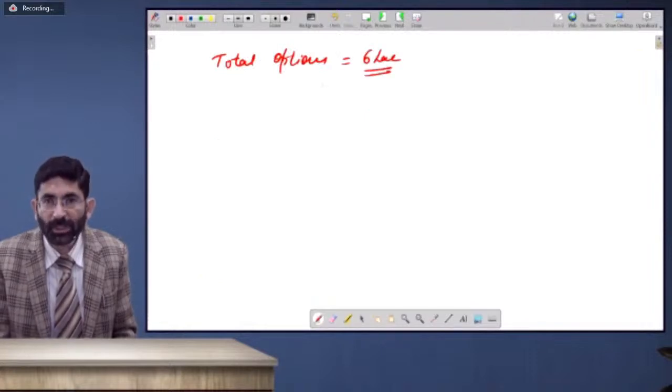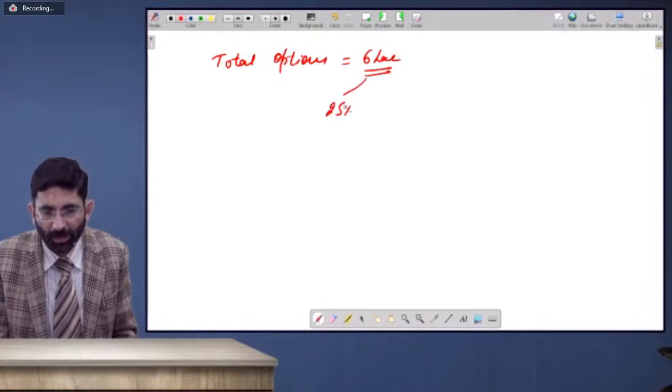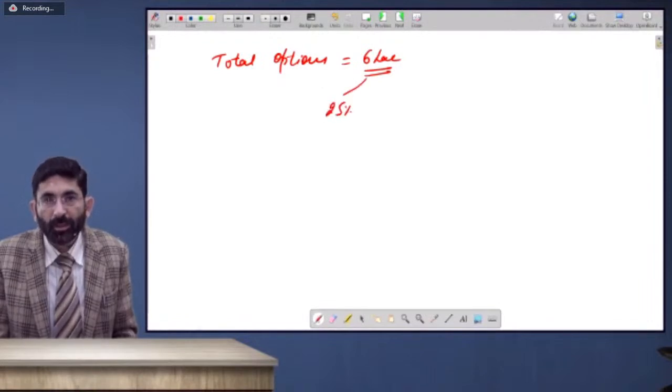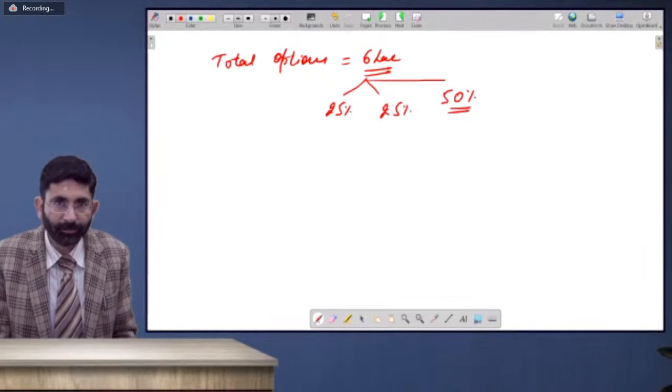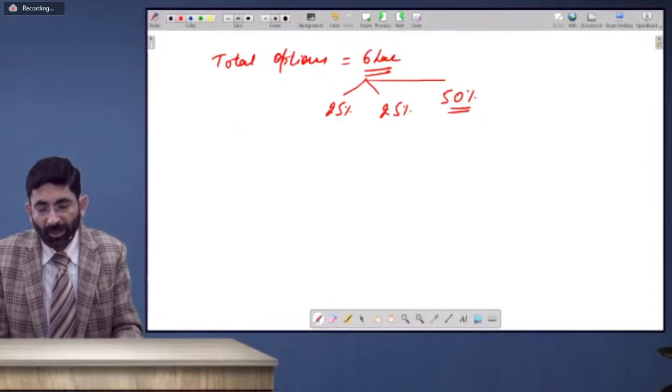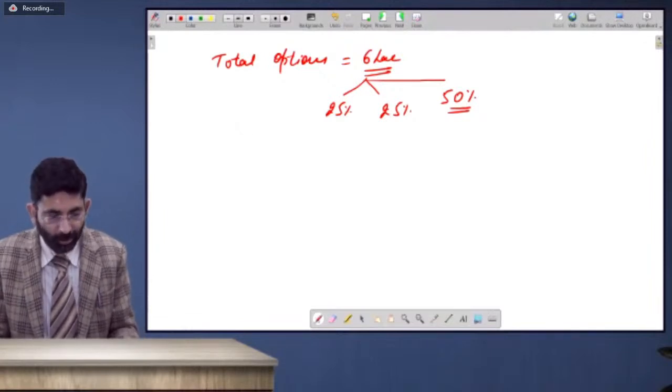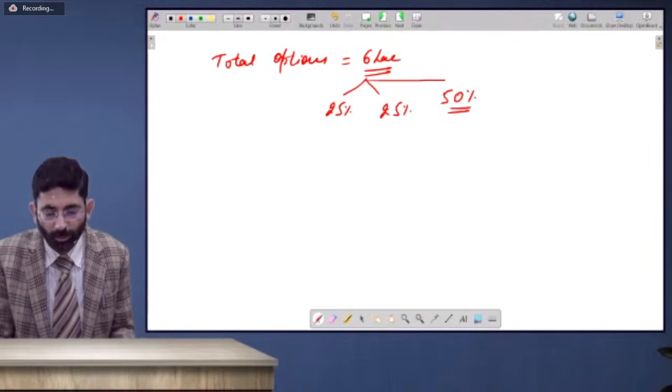Six lakh options are there. 25% will be opted at the end of first year, 25% will be opted at the end of second year, and 50% will be opted at the end of third year that he is mentioning to you. Now the important point is how it will be calculated in a proper way, because we have to calculate it according to the forfeiture also. He says every year there will be a forfeiture also.